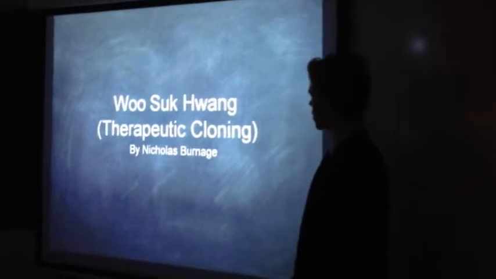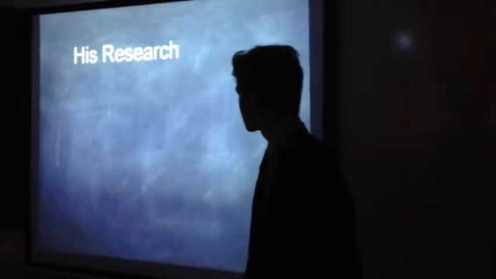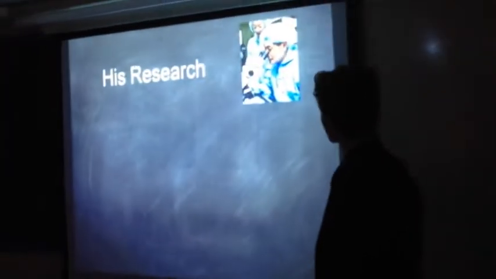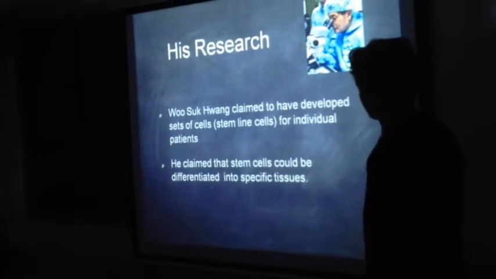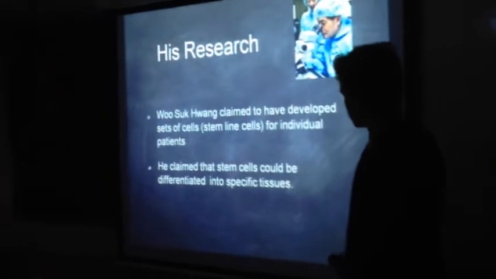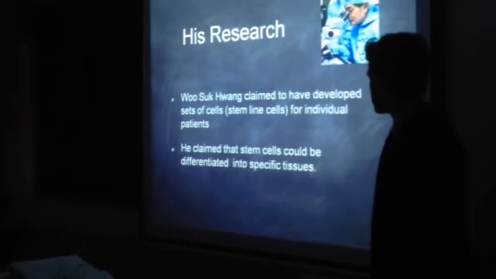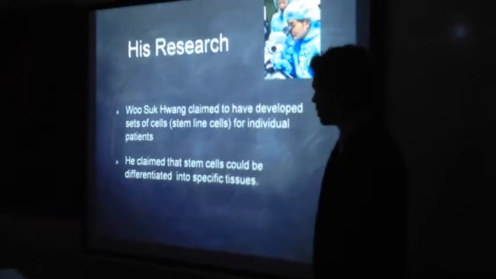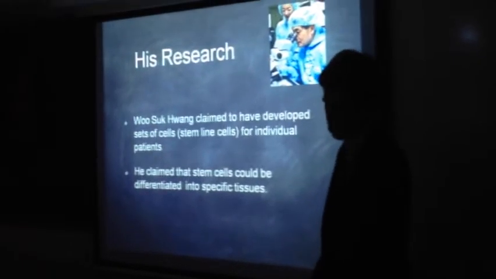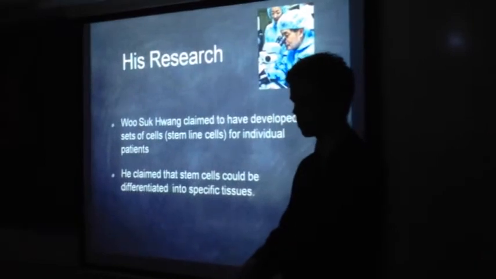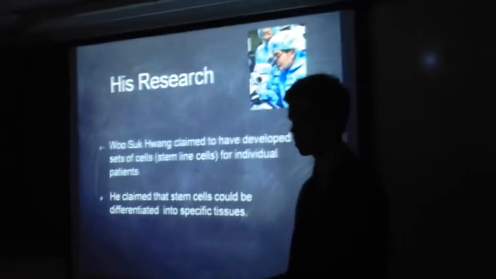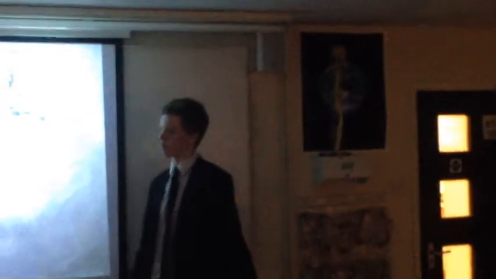Hello, I'm Nick Burnage, and I'm here to talk today about Woo Suk Hwang and therapeutic cloning. So here's the research. Woo Suk Hwang claimed to have developed sets of cells, which are stem cell lines, for individual patients. He claimed that stem cells could be differentiated into specific tissues. So he would be able to take them from totipotent, where they are undifferentiated, and make them into whatever cell he wanted them to become. So it could become a lung cell, a heart cell, a brain cell.